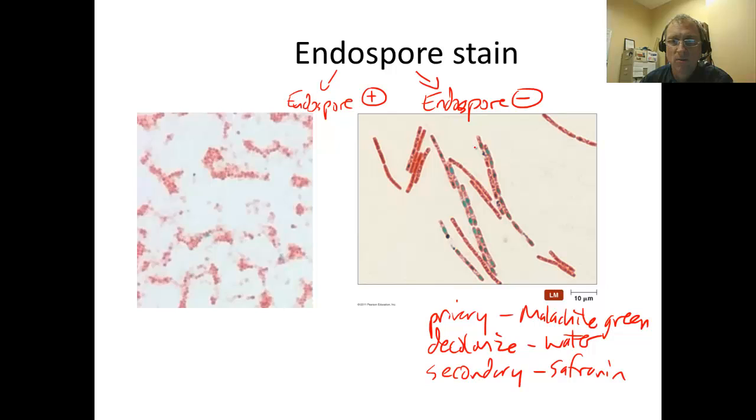Over here on the right, we see some pink rod-shaped cells which have been stained with the secondary stain only, safranin, but we also see in the interior of many of these cells these dark green round-shaped structures, which are the endospores. The endospore, of course, has an extremely thick coat on it, which doesn't allow the secondary stain to get in particularly easily, but the combination of malachite green and heat forces the malachite green into the endospores, giving it this green colored appearance. So the presence of these green oval structures is going to end up being positive for the endospore stain.